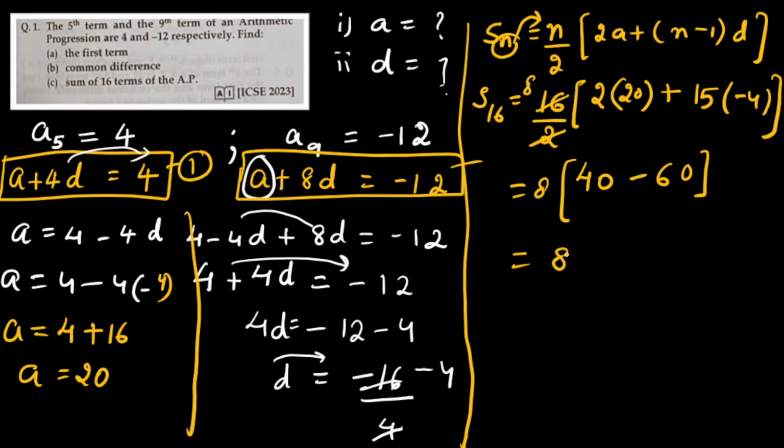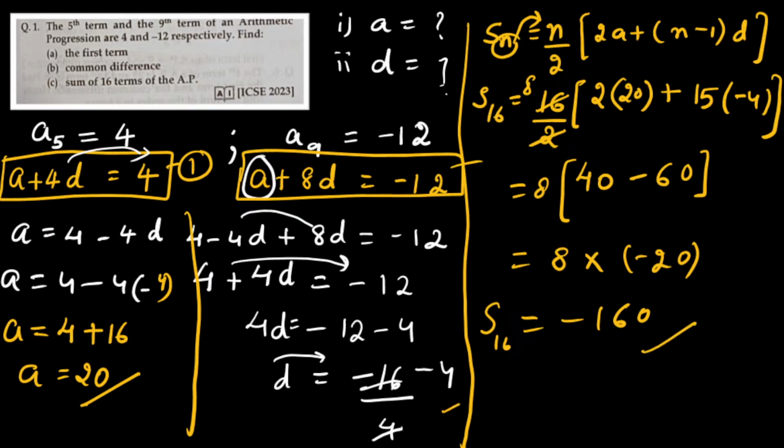So 8 into 40 minus 60, which is minus 20. So minus 160 is the sum of 16 terms. So S16 is minus 160. Yes, you all are getting the same answer, I can see. So a's value is 20, d is negative 4, and S16 is minus 160.